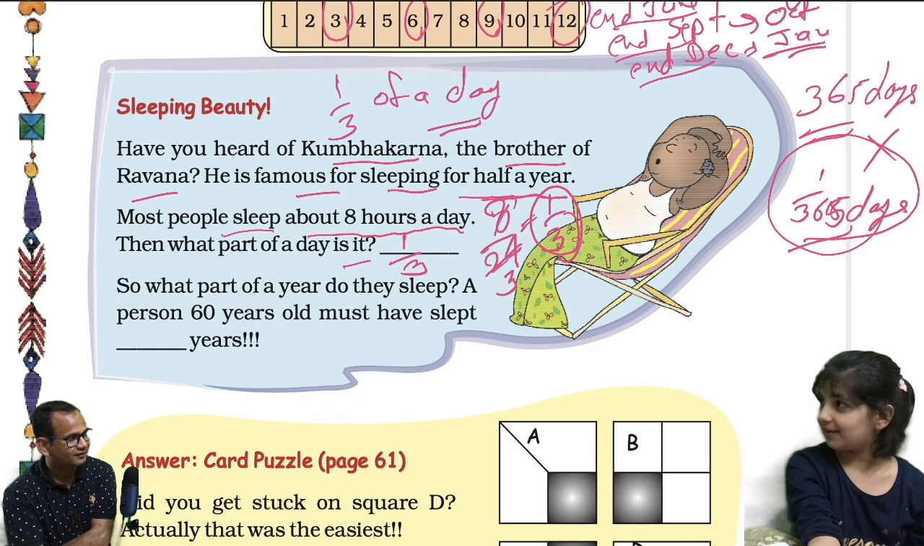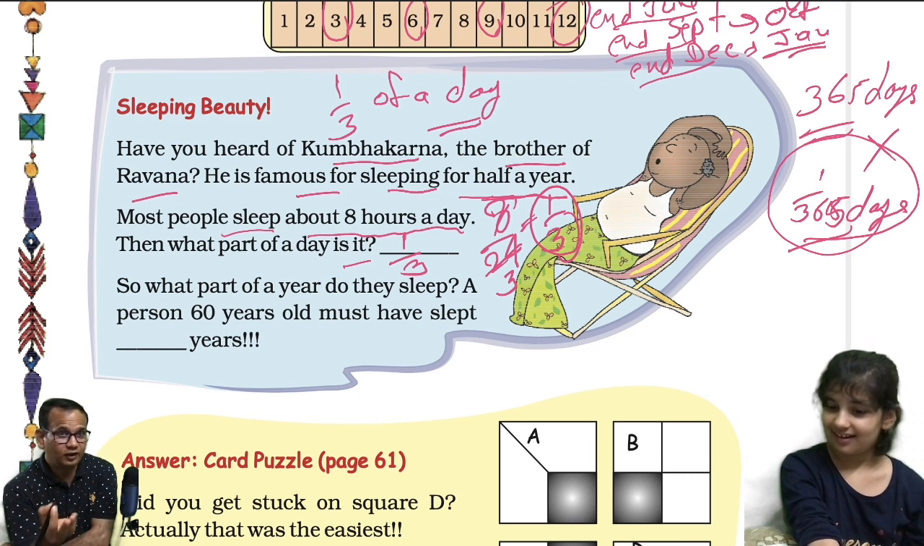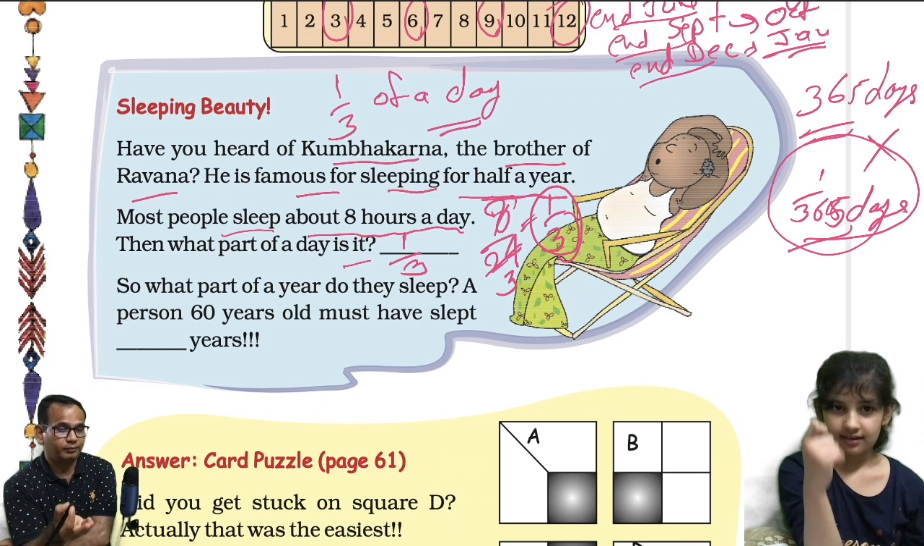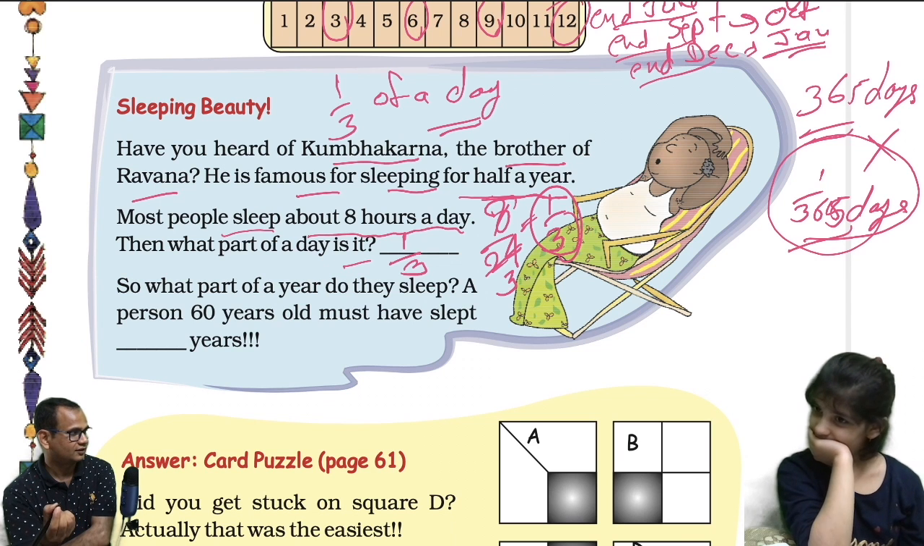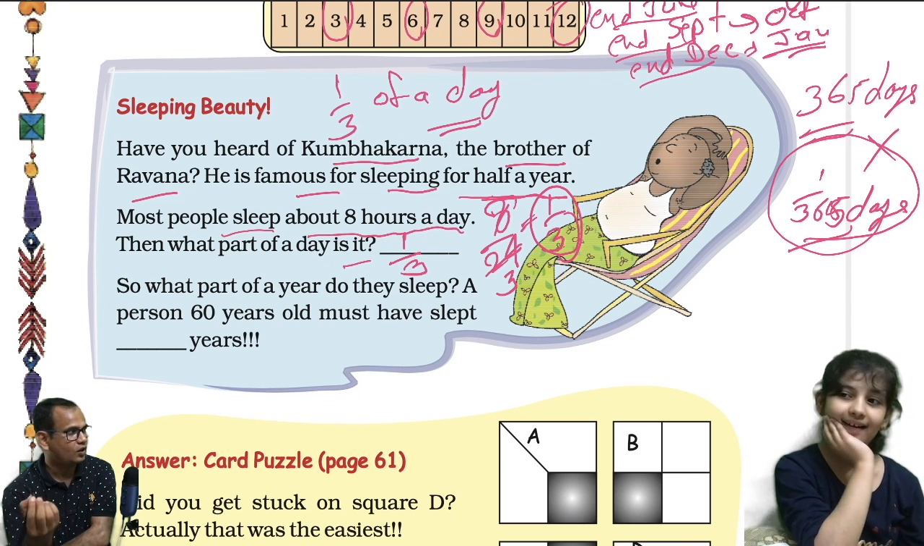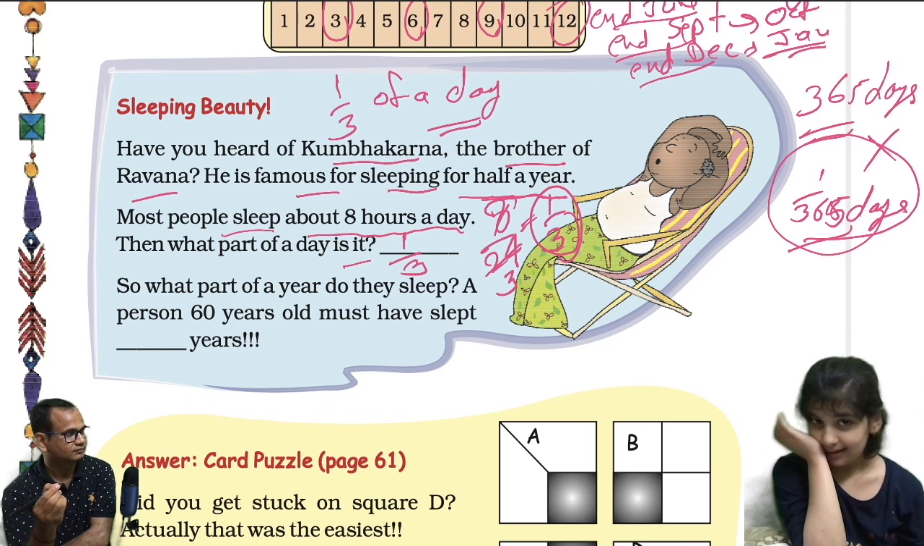Yeah, one-third of a year. If I say one-third of a day they sleep, and one-third of a month they sleep, and then one-third of a year also they sleep. Correct? That won't change, no? Yeah.